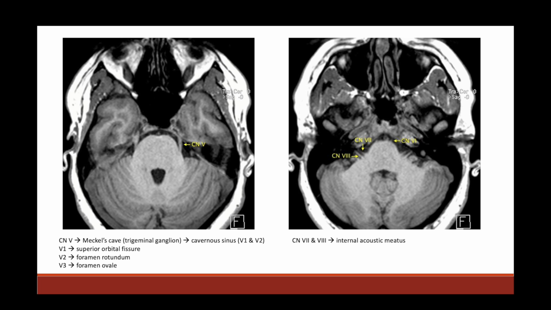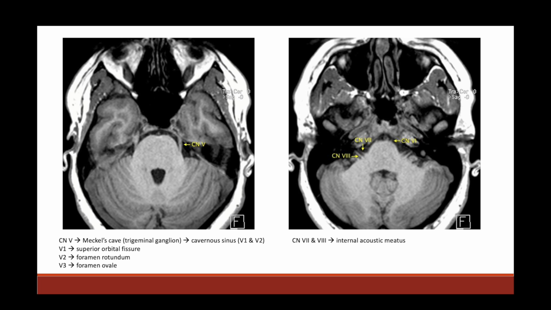So on the left-hand side is an axial section of an MRI showing cranial nerve 5 exiting and traveling towards Meckel's cave. And then on the right-hand side is showing cranial nerves 7 and 8. And this diagram is nice because you can actually see the separation between cranial nerve 7 and 8. And those are traveling towards the internal acoustic meatus.